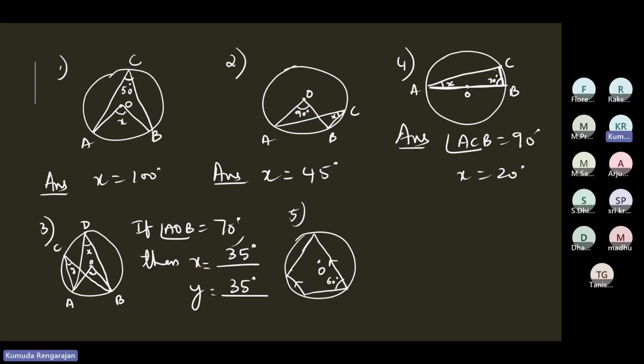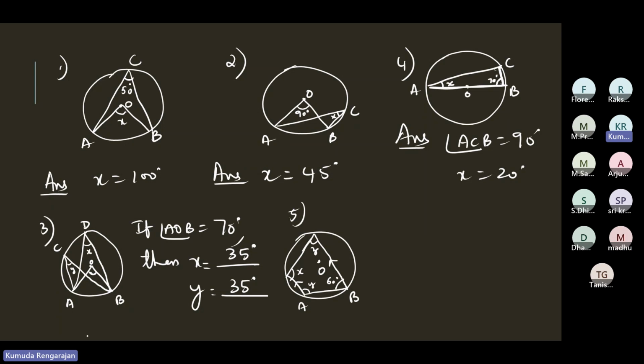I want you to first find X and then find Y and then find Z. Ma'am, X is 120 degrees. X is 120, very good, Madhumita. What's the property then? The opposite angles of a cyclic quadrilateral are supplementary, ma'am.